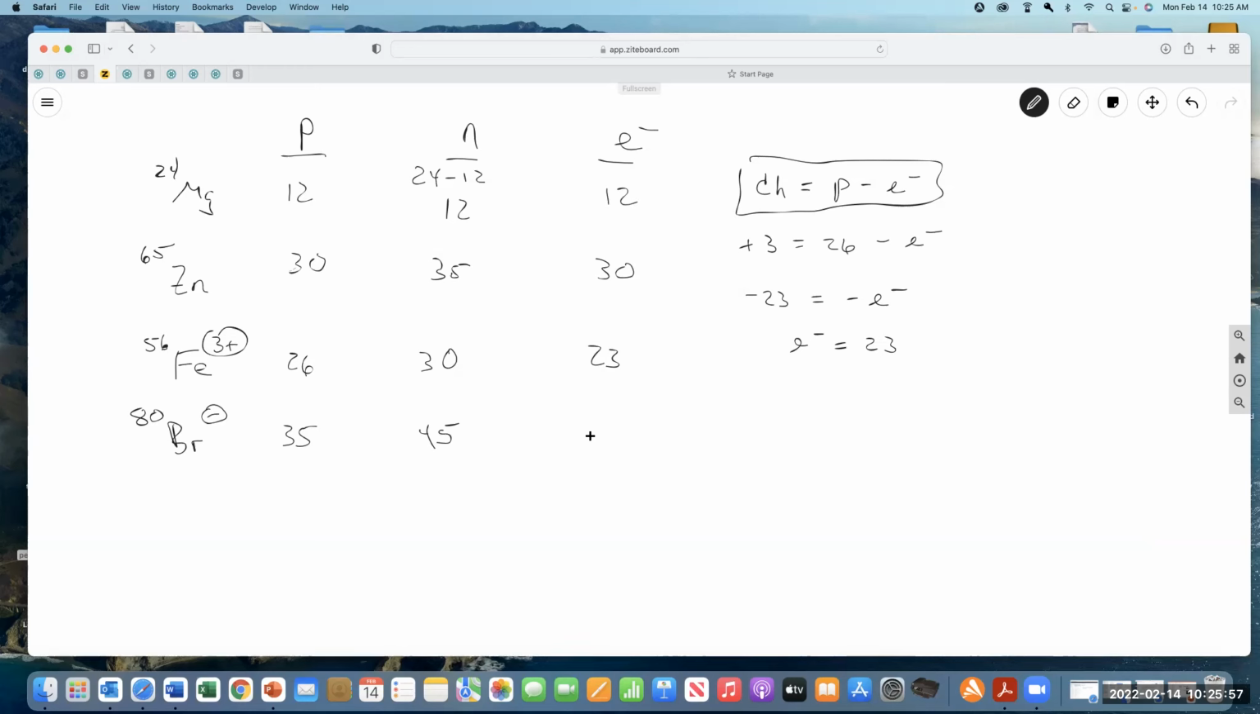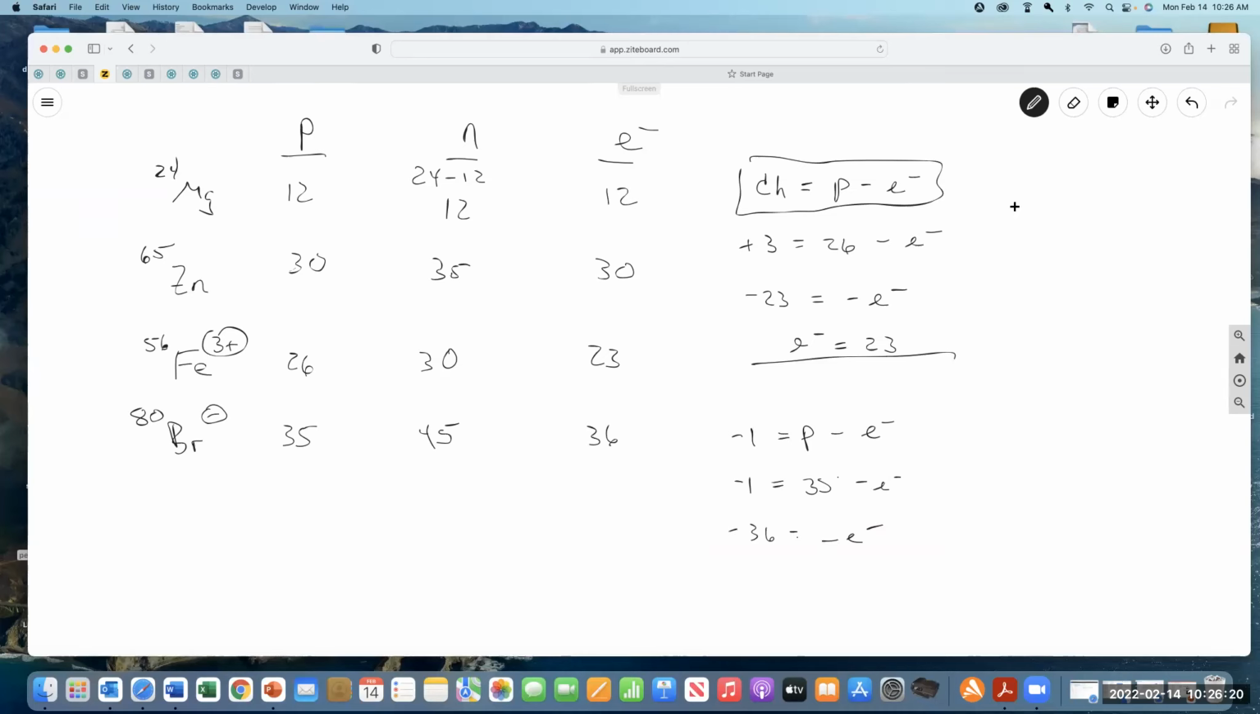36. Very good. And again, you could do it this way, or you can just go, there's one more negative. But you could go -1 is protons minus the electrons. And so -1 is 35 minus the electrons. So -36 would be negative the number of electrons, right?